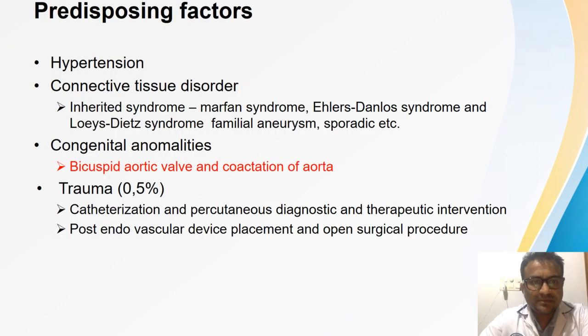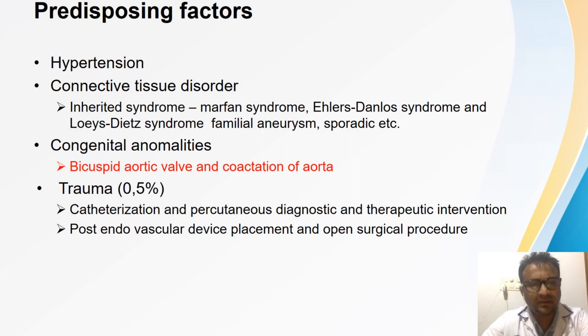The predisposing factor of the aortic dissection is hypertension in most of the cases. In patients presenting with aortic dissection at more than 50 years of age, the most common finding is hypertension. Hypertension is also one of the most common predisposing factors in a patient with type B dissection as well as abdominal aortic dissection.